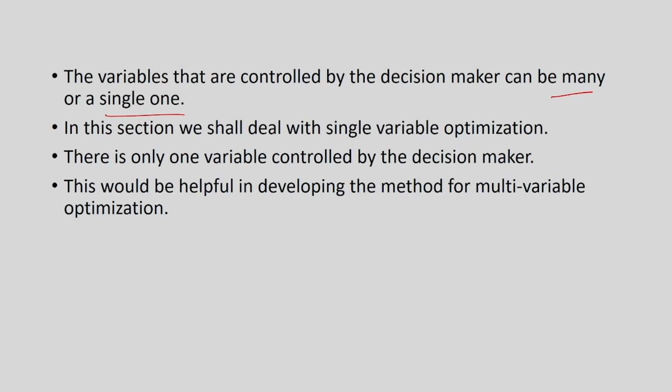In this section, we shall deal with single variable optimization. So, there is only one variable controlled by the decision maker, but it might seem a little bit limiting in our scope. However, this particular section or module will be extremely helpful because it will give us valuable insights of how to do general optimization, that is, how to do multivariable optimization.